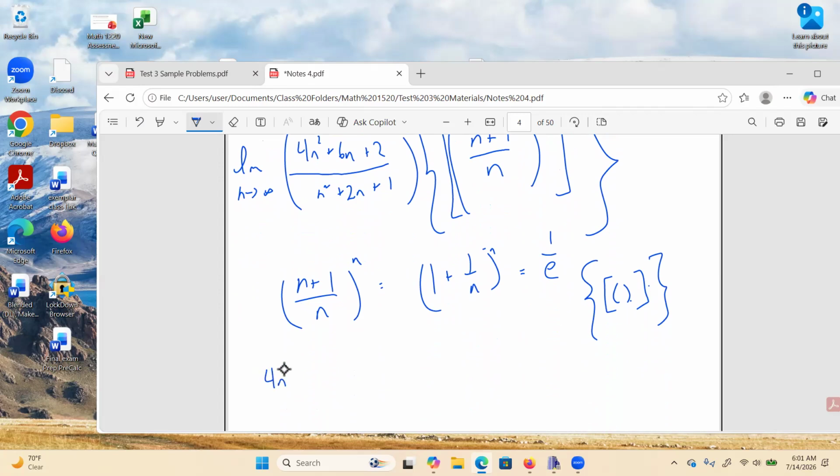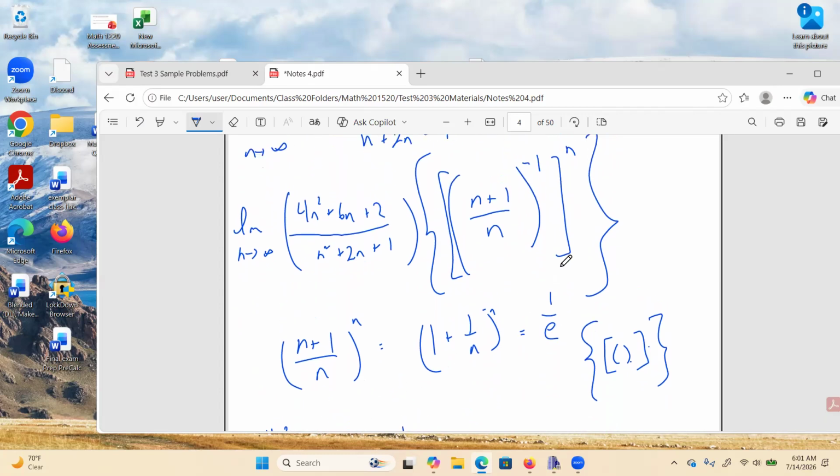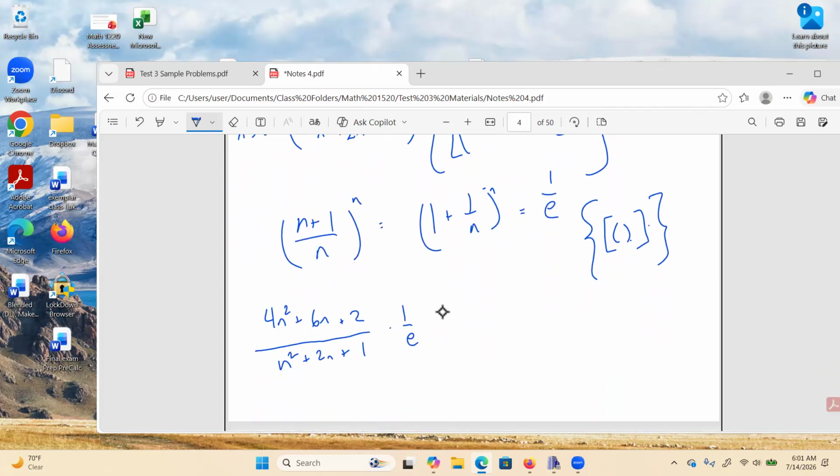So we have 4n squared plus 6n plus 2, all divided by n squared plus 2n plus 1, times. Now, this little piece in here is going to be 1 over e. That's this part here, negative 1 times n. To swap the order for them, that's okay. But then we also squared it, so we still have a squared here.